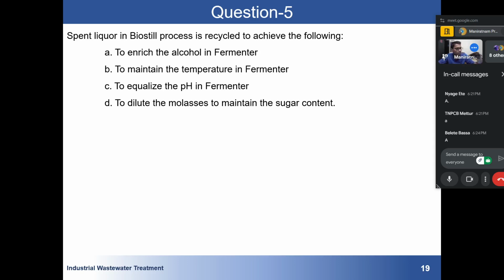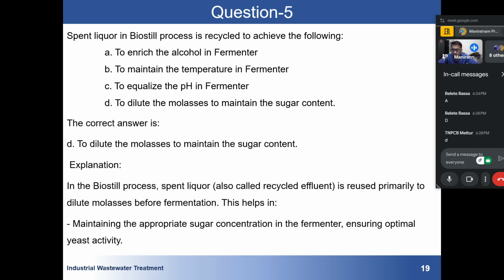Answer this question. D. To dilute the molasses to maintain the sugar content. Yes, the correct answer is D.